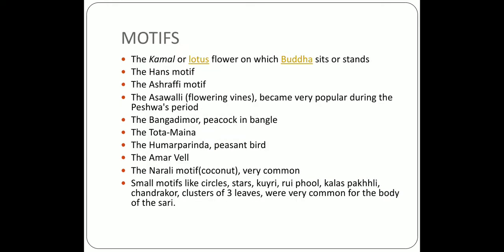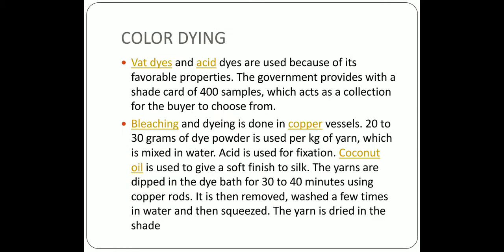So the motifs used in Pethani are lotus and Buddha. The Hans motif, Asawali became very popular during the Peshwa period. Bengadimor, peacock in Bengal, Tota Maina, Humor Parinda, that is a pheasant bird, Amarwell, Narali motif, and small motifs like circle, star, Kuri, Rui, Phool, Kalas, Pakhli, Chandrakor, and a cluster of three V's were very common for the body of the sari.